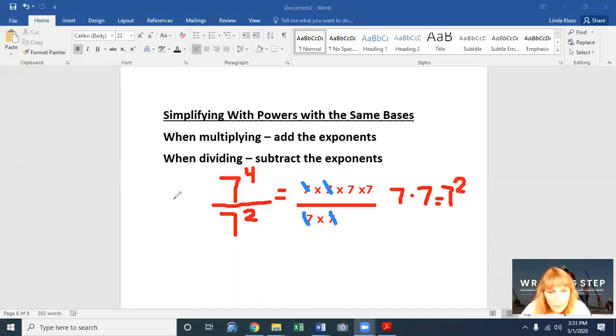Now, let's see how this works when we use our rule, subtracting the exponents. So 7 to the 4th power divided by 7 to the 2nd power is really 7 to the 4th power minus the 2nd power. 7 to the 4 minus 2 power, which gives us 7 to the 2nd power. So that's the shortcut. So these rules here are the shortcuts. Multiplying same bases, add the exponents. Dividing the same bases, subtract the exponents. Okay, now let's go to our packet again.